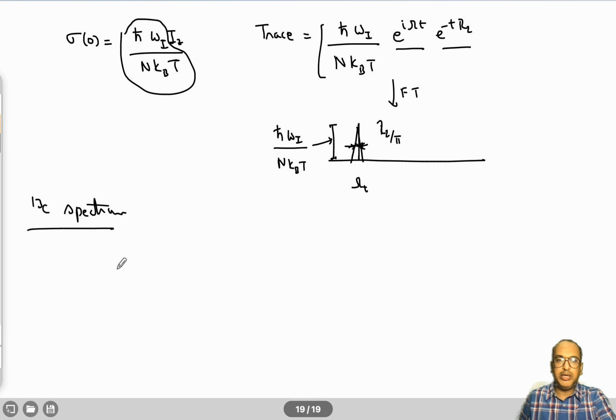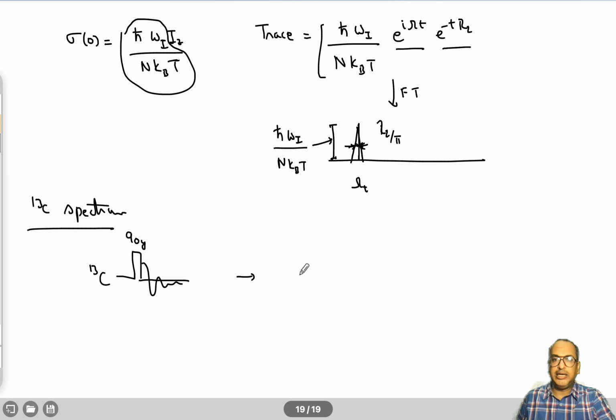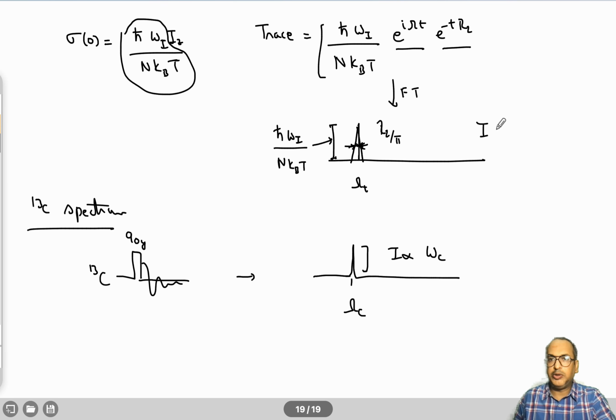nothing fancy about it. All you have to do is the same 90-degree pulse followed by acquisition, 90 Y. The difference is that instead of applying this pulse on the proton channel, now we are applying it on the C13 channel. So that means the signal will be the same. This will be omega C, but the intensity will now be proportional to omega C instead of omega H in this case, right? So here the intensity was proportional to omega H.